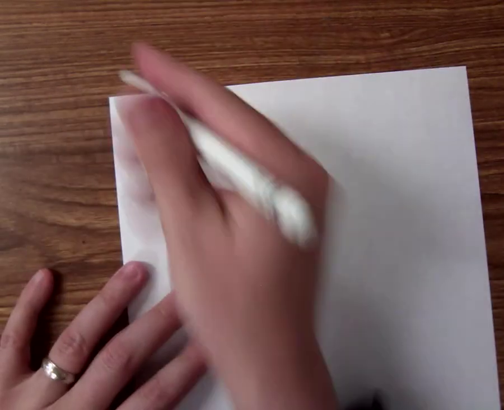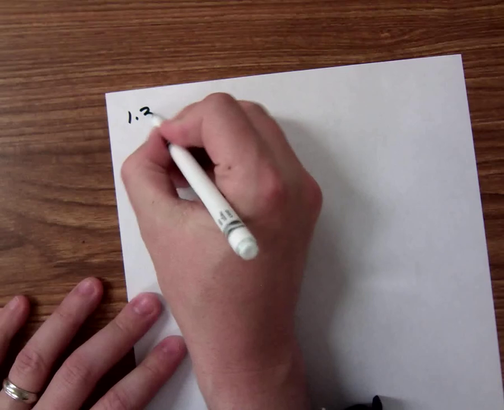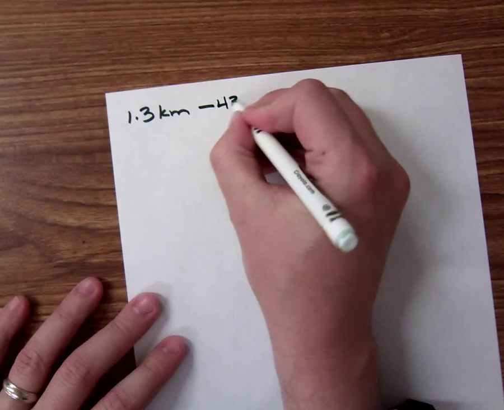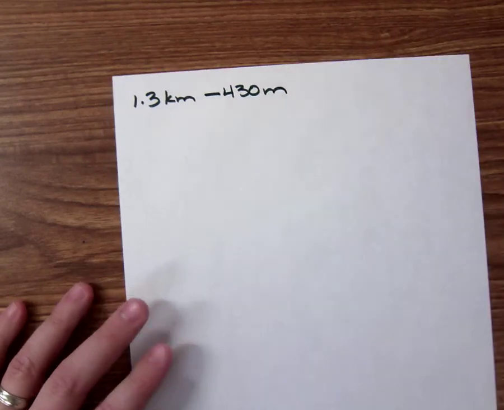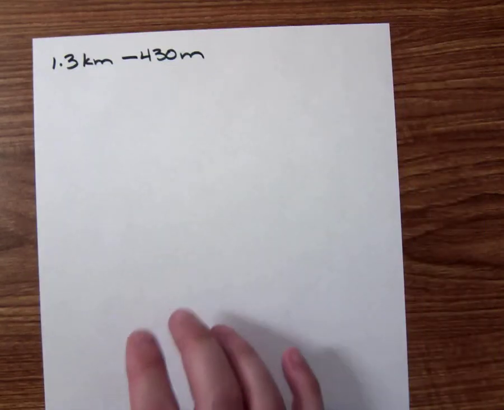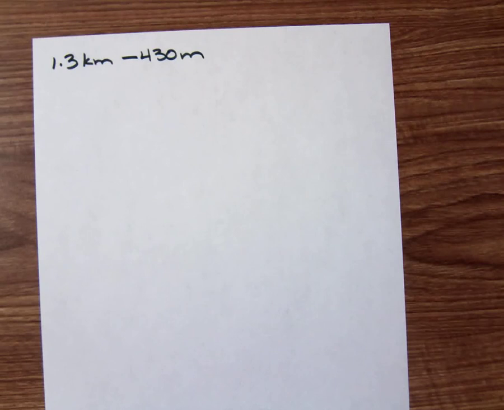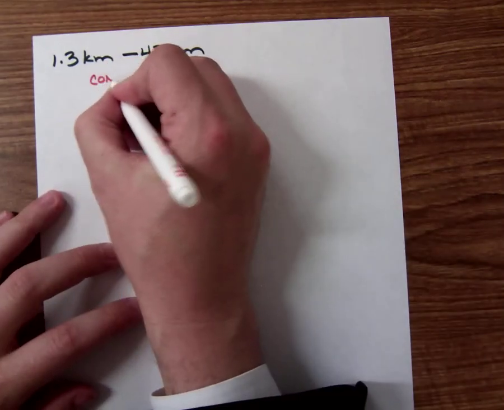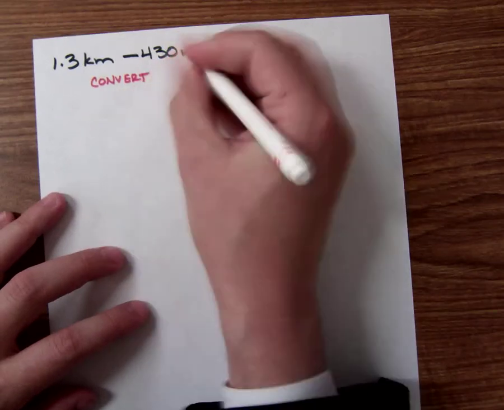So let's do some subtraction then. Imagine if I did 1.3 kilometers and I said to subtract 430 meters. It's a little bit of a disadvantage here for the metric system in that you can't subtract two units unless they're the same. So before I can do anything, I have to convert both of these to the same unit.